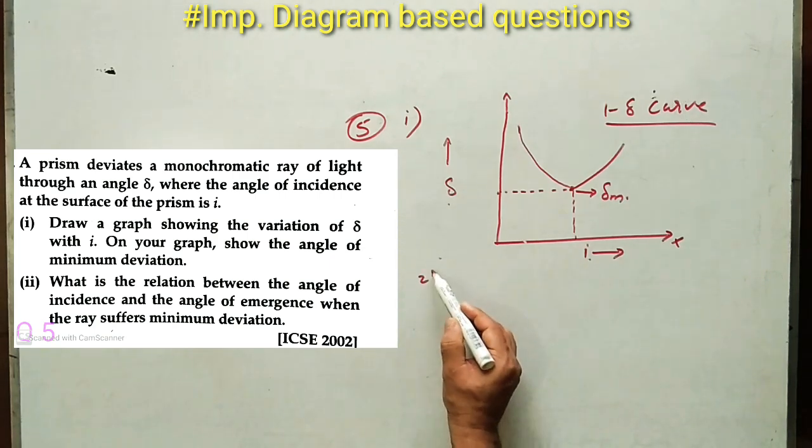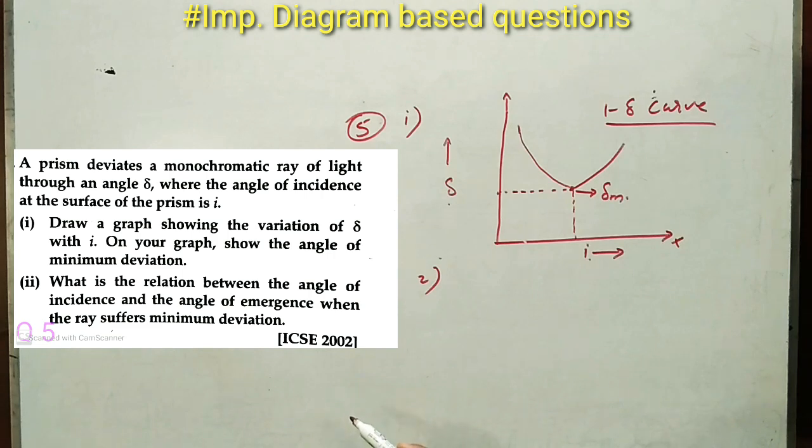And the second part, what is the second part? What is the relation between the angle of incidence and the angle of emergence when the ray suffers minimum deviation? See, the question is again repeated. The question basically remains the same. Nothing will be asked more than or out of this, provided you practice, you will get full marks.